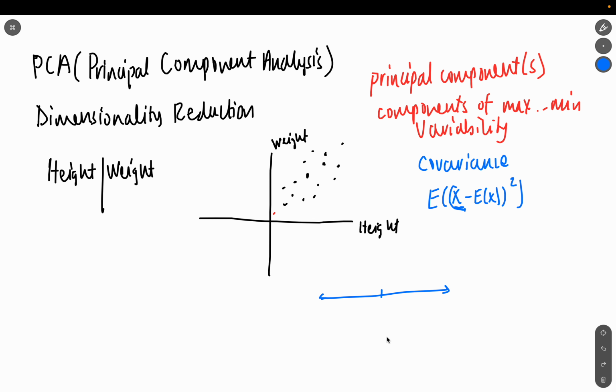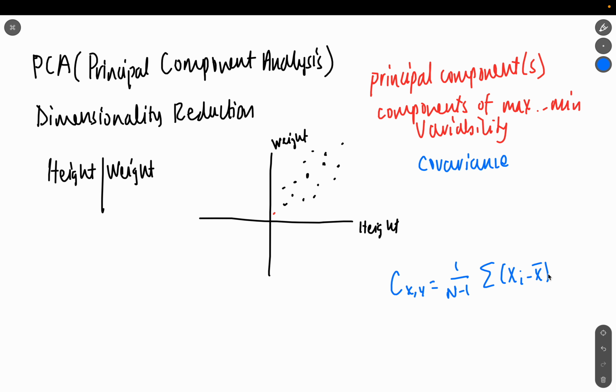Now covariance is a little bit trickier. Variance is all measured in x, whereas covariance measures the variance between two different variables. The covariance between x and y is 1 over n minus 1, where n is the number of data points, a normalizing, averaging factor, times the sum of xi minus the average of x, times yi minus the average of y.